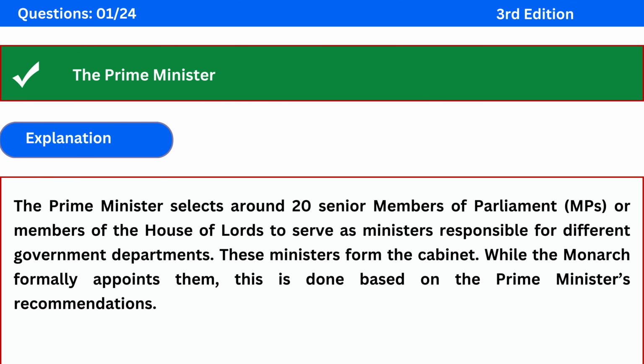The correct answer is the Prime Minister. Explanation: the Prime Minister selects around 20 senior members of Parliament, MPs, or members of the House of Lords to serve as ministers responsible for different government departments. These ministers form the cabinet. While the monarch formally appoints them, this is done based on the Prime Minister's recommendations.